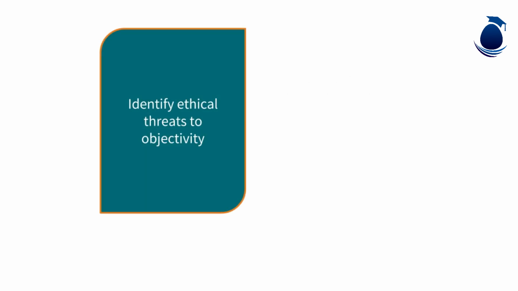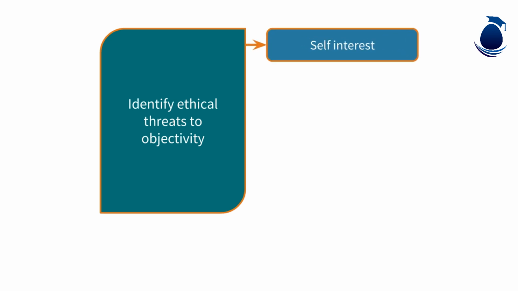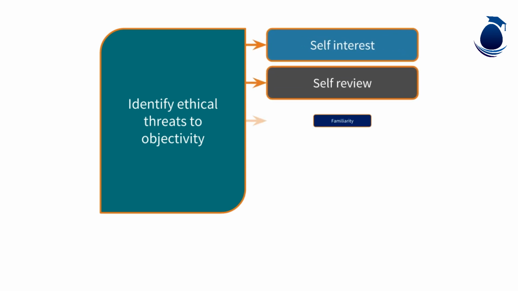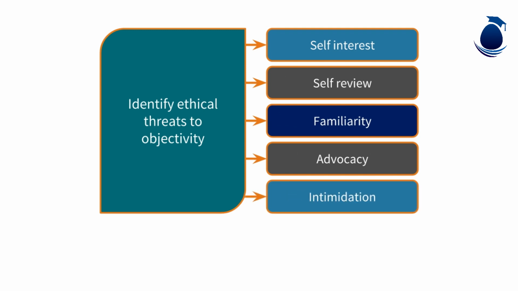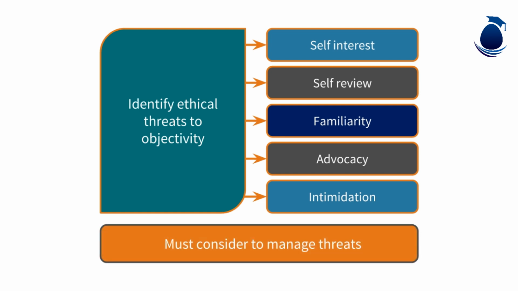The auditors must also identify any potential threats to objectivity. These are self-interest, self-review, familiarity, advocacy, and intimidation. Again, any threats must be identified, and they must consider if they can be managed. If not, the assignment should not be accepted.